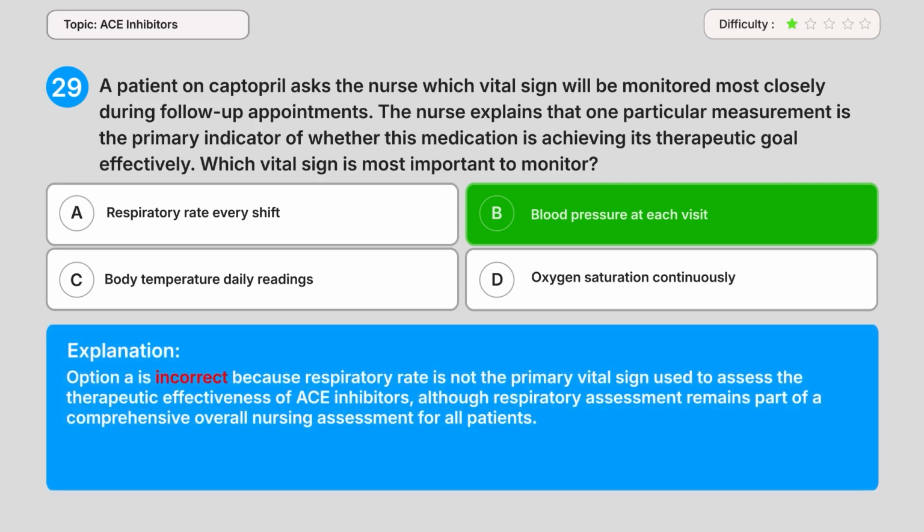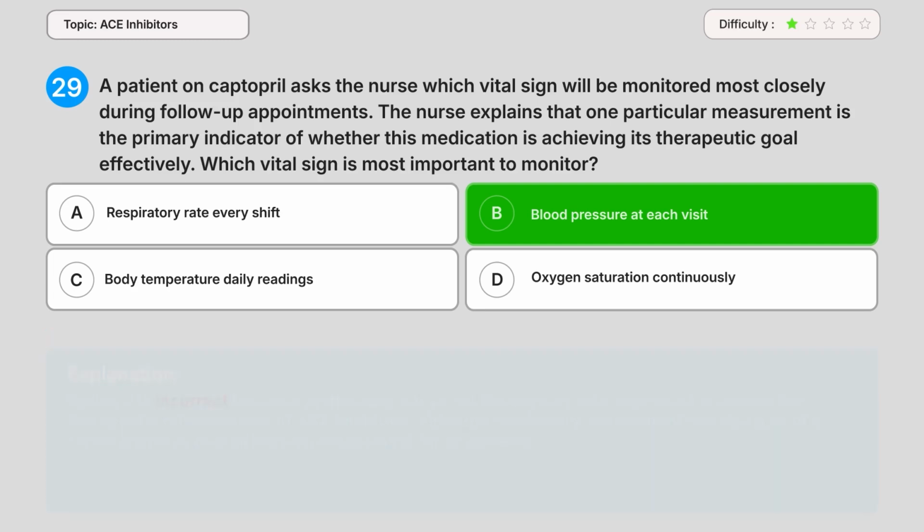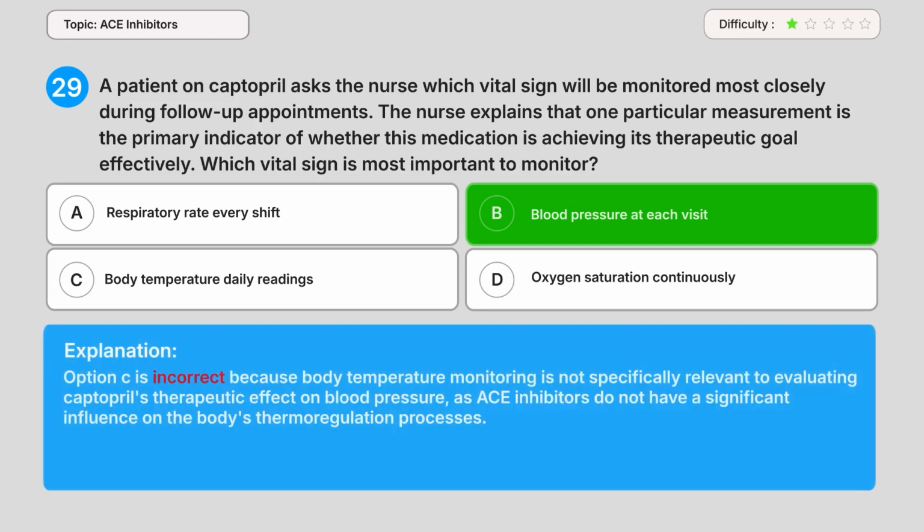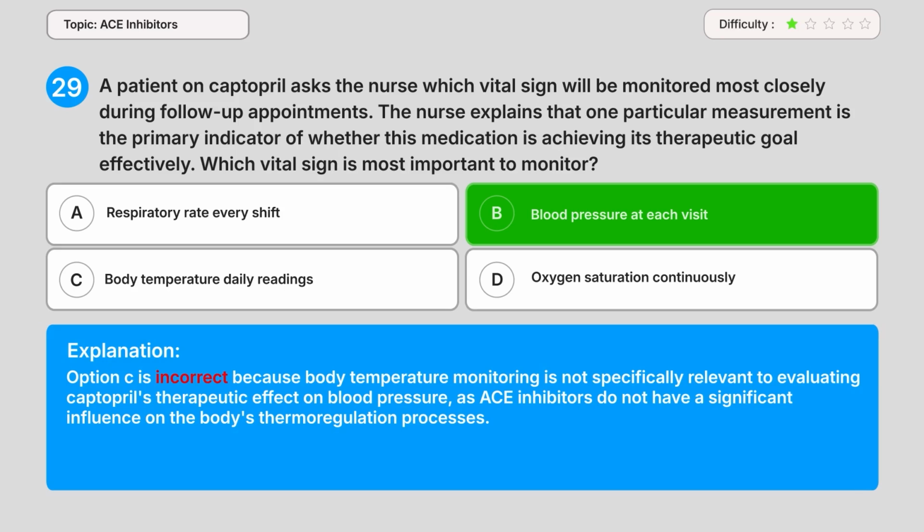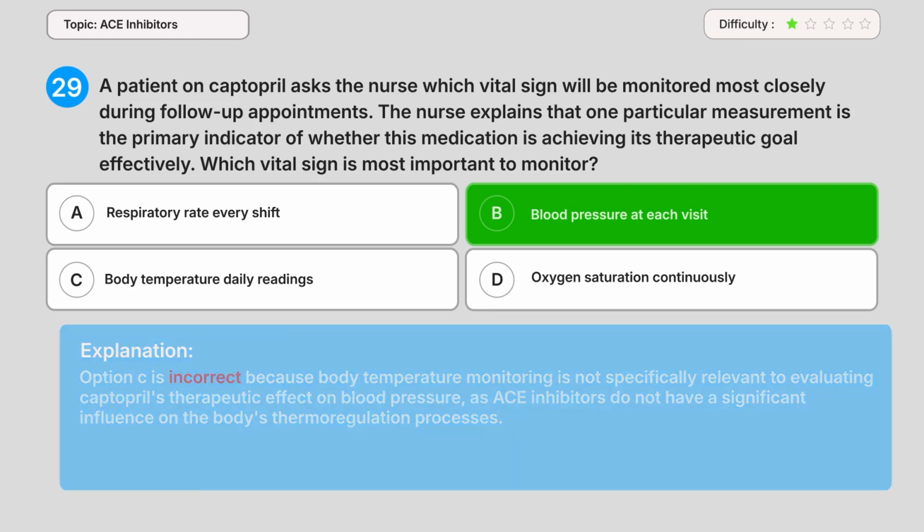Option A is incorrect because respiratory rate is not the primary vital sign used to assess the therapeutic effectiveness of ACE inhibitors, although respiratory assessment remains part of a comprehensive overall nursing assessment for all patients. Option C is incorrect because body temperature monitoring is not specifically relevant to evaluating captopril's therapeutic effect on blood pressure, as ACE inhibitors do not have a significant influence on the body's thermoregulation processes.